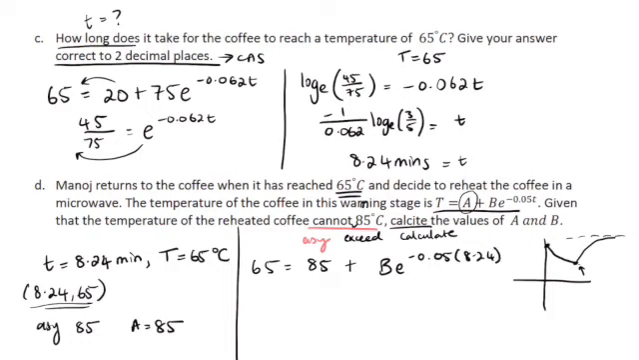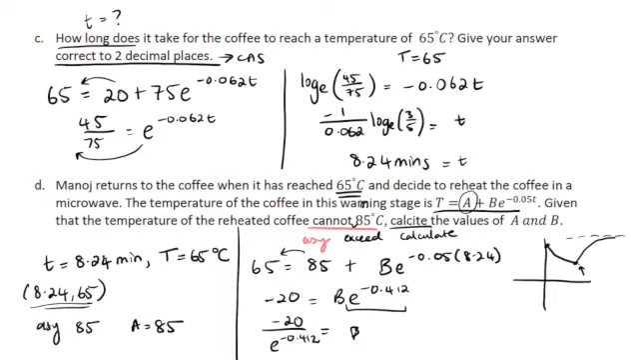Now we're going to go ahead and rearrange for B. The first thing is I'm going to take the 85 over to this side. That means I'll have negative 20 is equal to B times e to the power of negative 0.412. Remember this is just a number, so we can take that over by dividing both sides by that number. So B is equal to negative 20 on e to the power of negative 0.412.